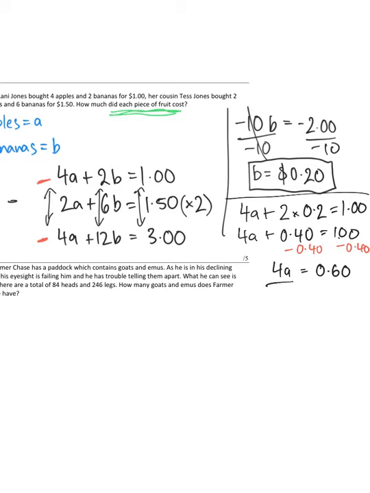Righto, and to find the price of these apples, divide both sides by 4. Okay, apples are 60 cents divided by 4. Should be 15 cents. Cool, so the apples are 20 cents. Sorry, the apples are 15 cents, the bananas are 20 cents.